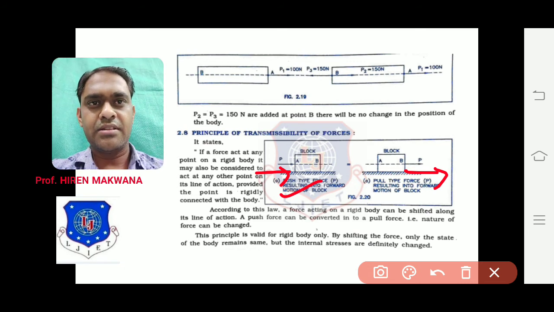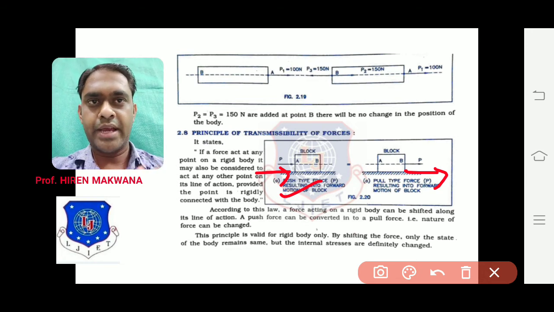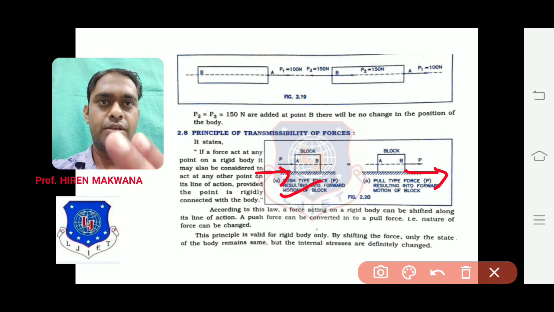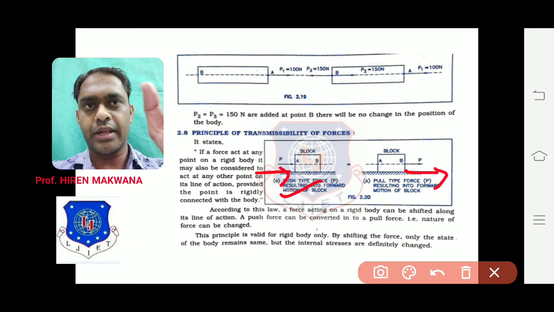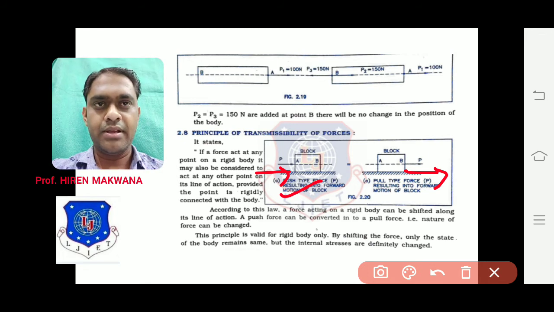A simple example is, you are at home and you are pulling a chair or a table. You can apply the force from behind the table, then the table will move ahead. But the second option is that you go in front of the table, and from the front side you just pull the table. So this is another way, but the table in both cases moves in the same direction. Okay, so this is the principle of transmissibility of forces.